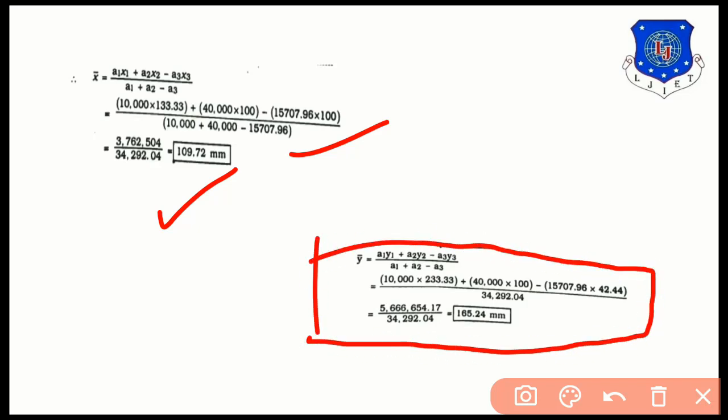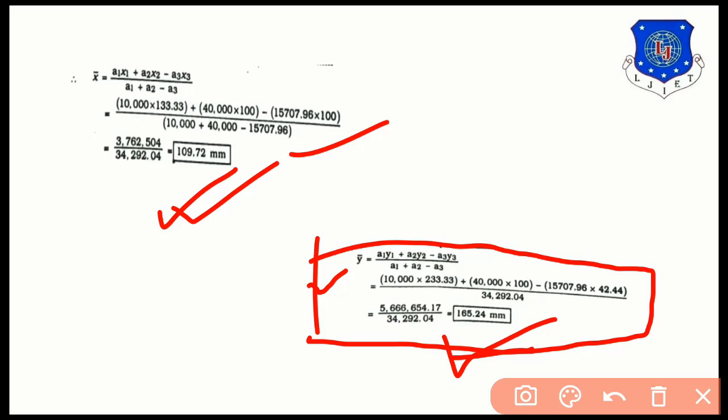In the same manner, the y bar formula will be a1 y1 plus a2 y2, but the third part has to be subtracted, so it will be minus. So a1 y1 plus a2 y2 minus a3 y3. Similarly, in the denominator, it will be a1 plus a2 minus a3. So the answer is available to you. Now y bar is equal to 165.24. So these are the calculations of x bar and y bar.